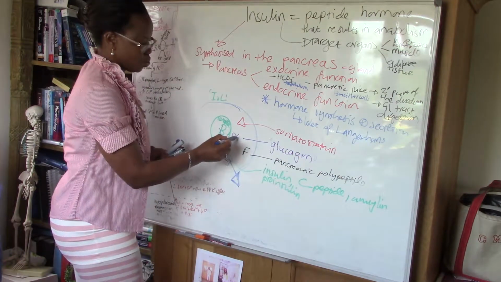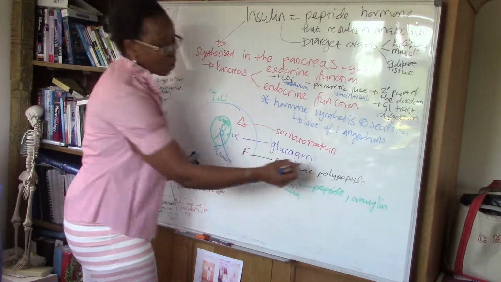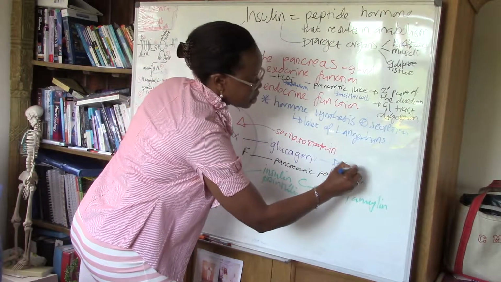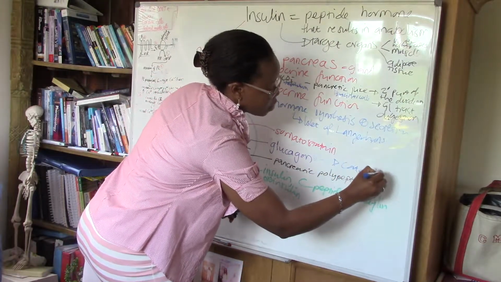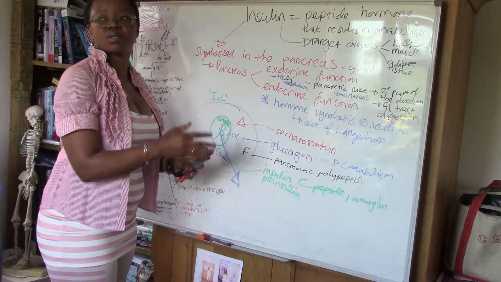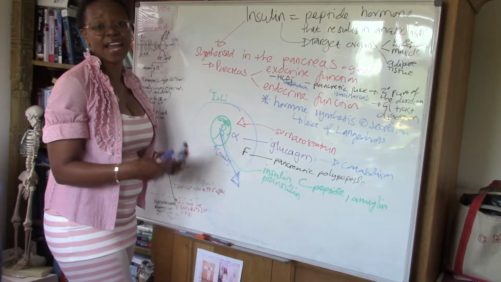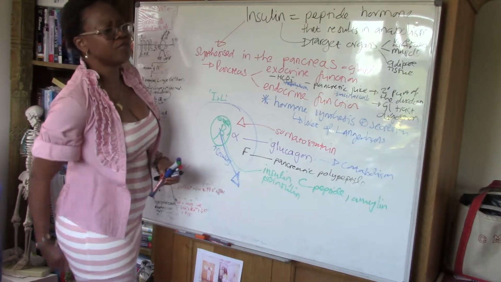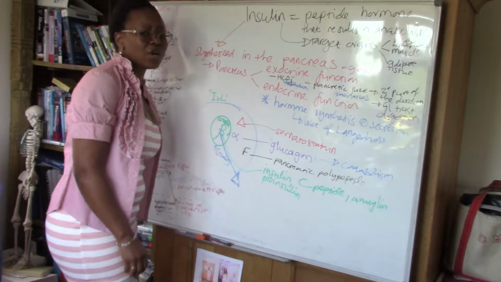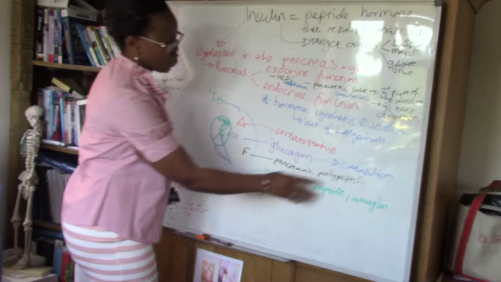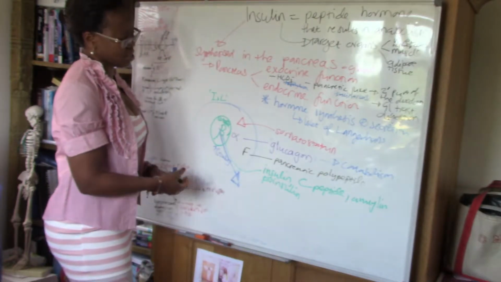alpha cells to secrete glucagon, which then causes catabolism of all those stored materials, such as stored glycogen, which then undergoes metabolism to release the glucose that is needed for cellular processes.